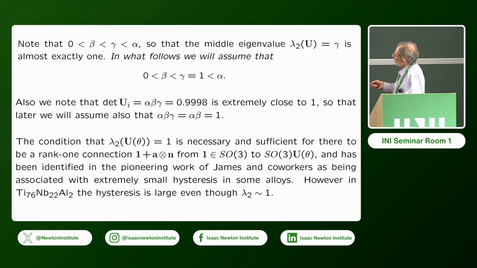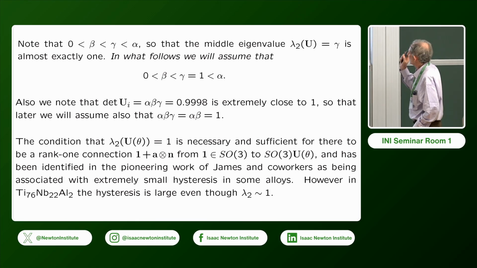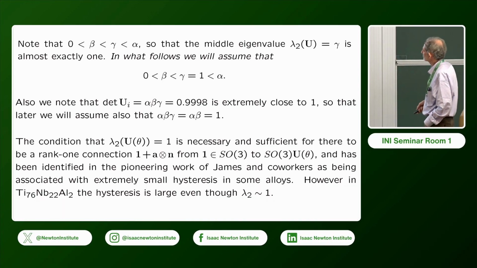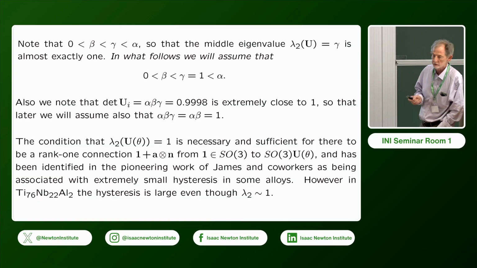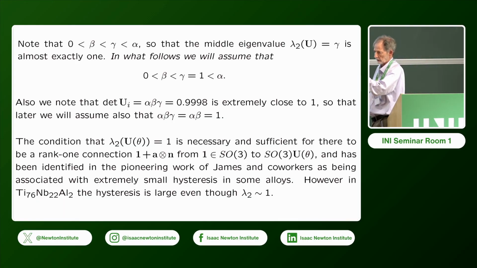Now, the condition that the middle eigenvalue is 1 is necessary for there to be a rank 1 connection, identity plus a tensor n, from the identity matrix in SO3 to SO3 U of theta, any of the U_i's actually. And it's been identified in the pioneering work of Dick James and his co-workers as being associated with extremely small hysteresis in some alloys. However, in this alloy, even though lambda 2 is very close to 1, the hysteresis is large. Okay?